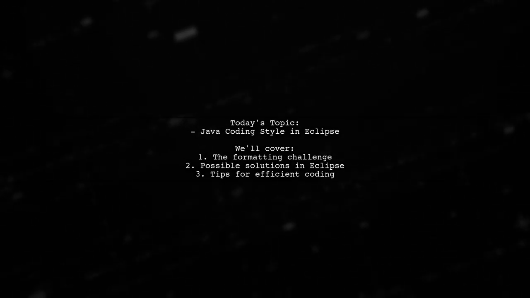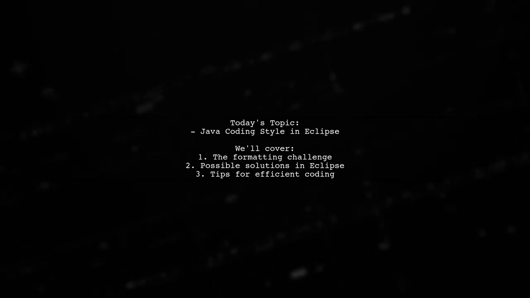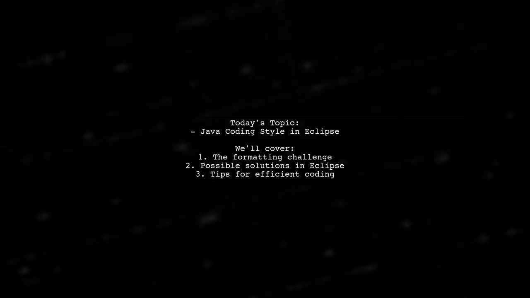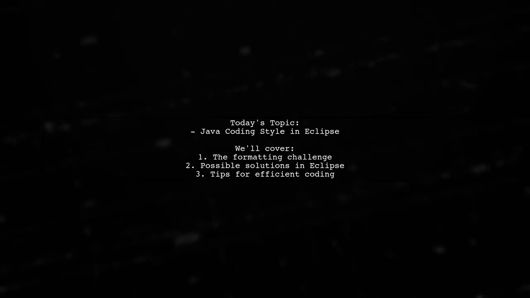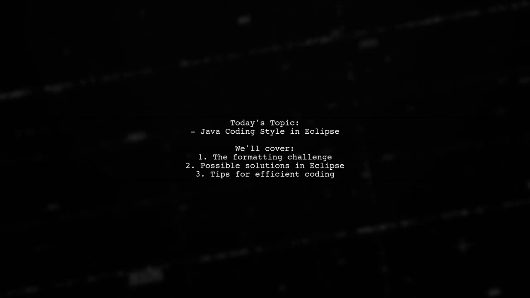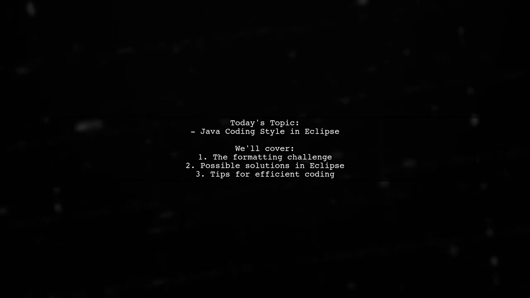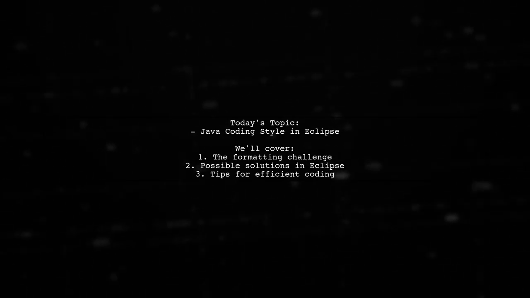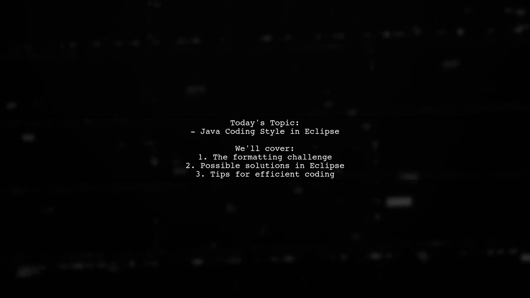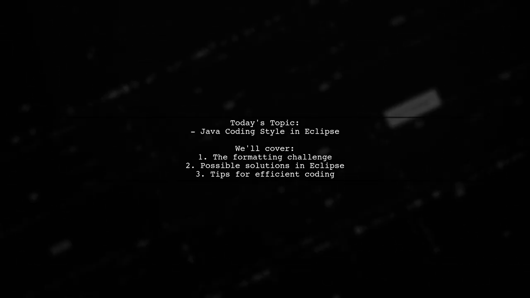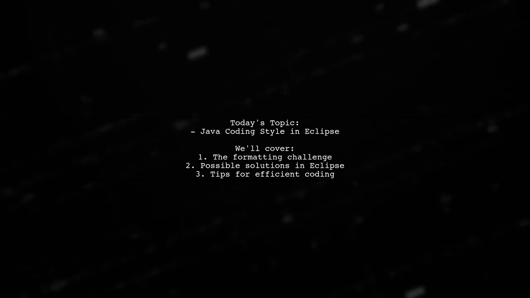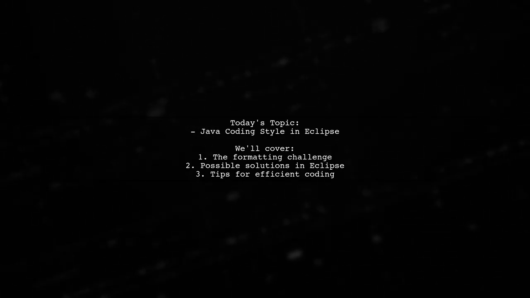Today, we're tackling a question that many Java developers encounter while using Eclipse. Our viewer wants to know if it's possible to automatically add a space between the method name and the right curly bracket in their code. This small formatting detail can be quite annoying to manage manually, especially when you're focused on writing great code. So, let's dive into this common coding style issue and explore how we can streamline our coding experience in Eclipse.